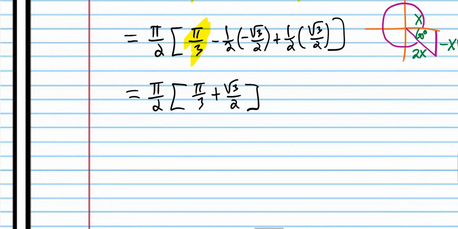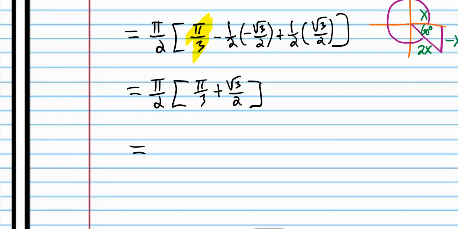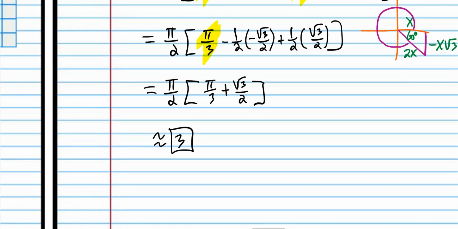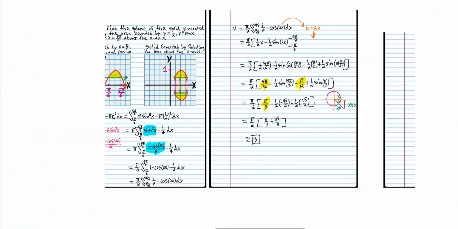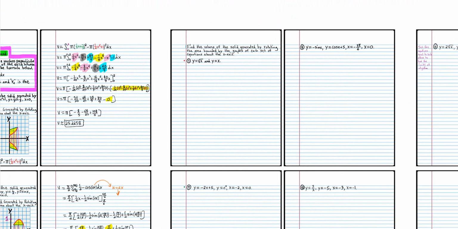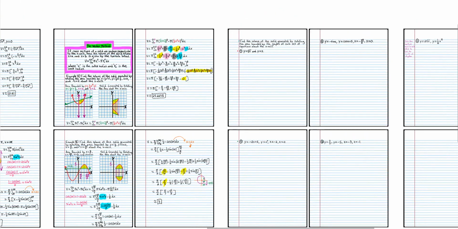So you could come up with an exact answer if you wanted to, but that's always preferred. But you can enter it in the calculator also, and you're going to get approximately 3. Even if you come up with an exact answer, it's not going to be very, very pretty. So that is the washer method. So let's do a couple more of these problems before you try one on your own.